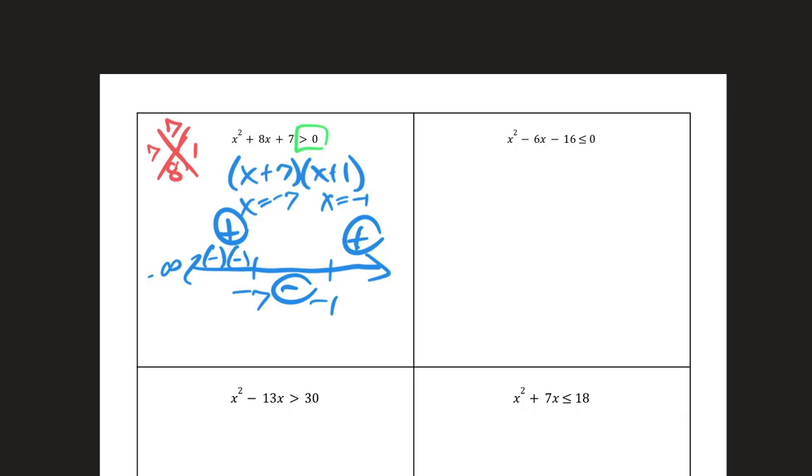All right, so we have the sign chart, and then we can go back and answer the question, where is this function greater than 0? So then we're saying, where is this positive? So it's positive from negative infinity to negative 7, parentheses, because we're not equal to 0, or negative 1 to infinity.